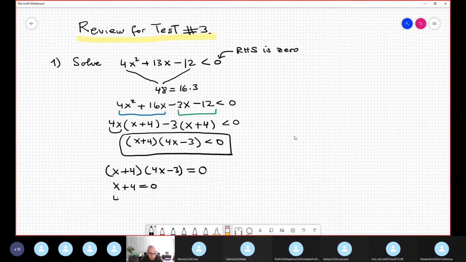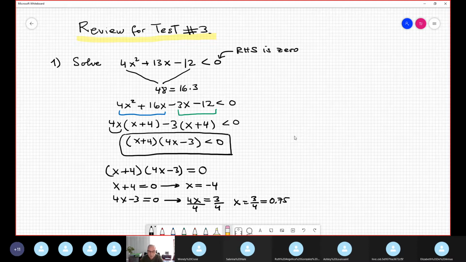Each factor is equal to 0. And the first solution is negative 4. And the second solution is 4x equal 3, divided by 4. X is equal to 3 over 4. And 3 over 4 in decimal is 0.75. Put it in a calculator. Okay, this allows me to create the partition in the number line.